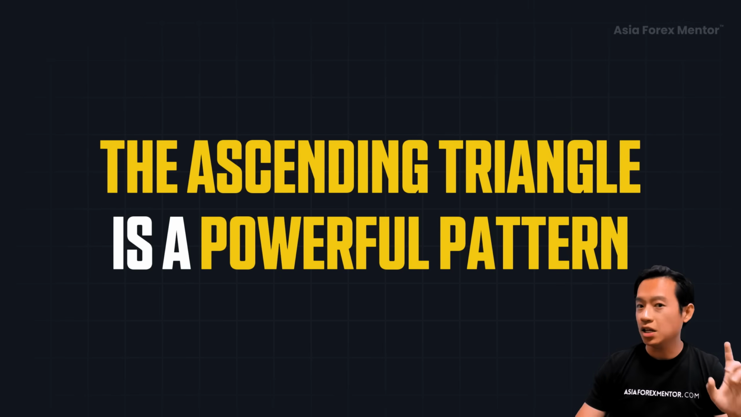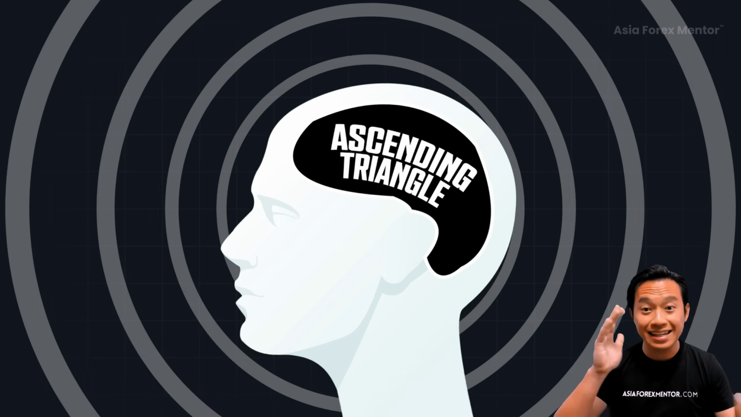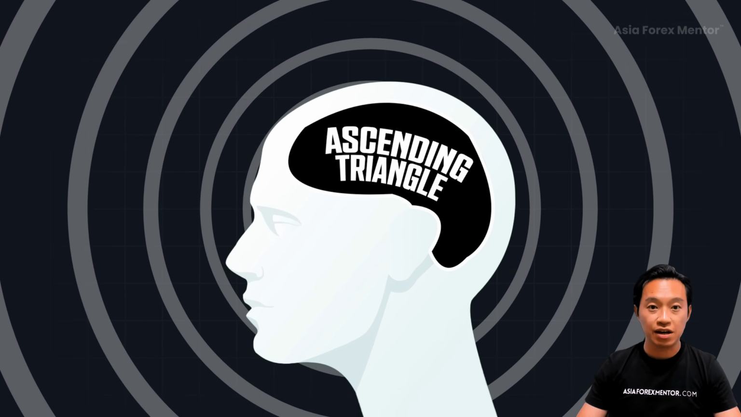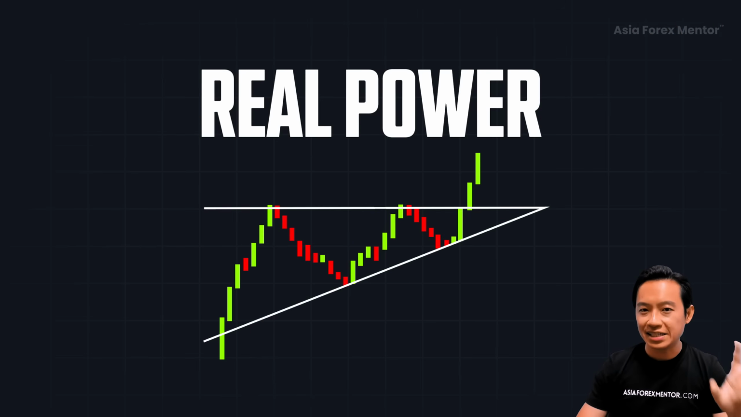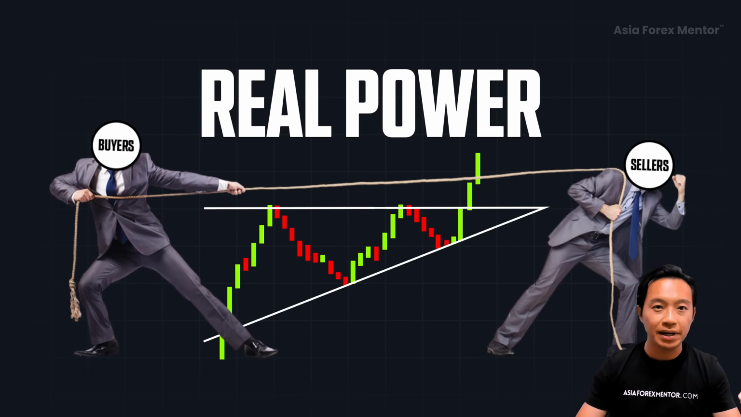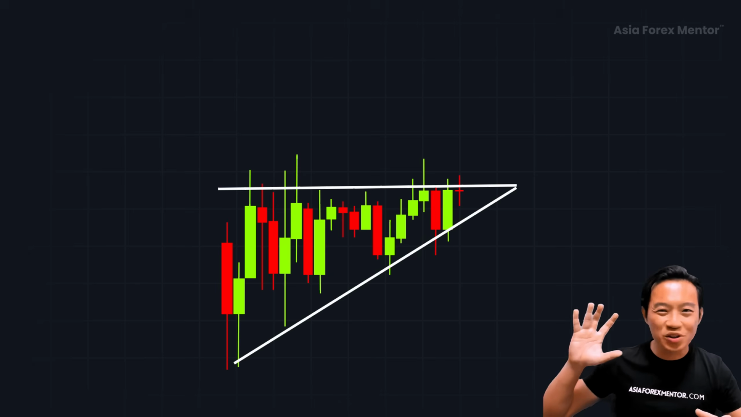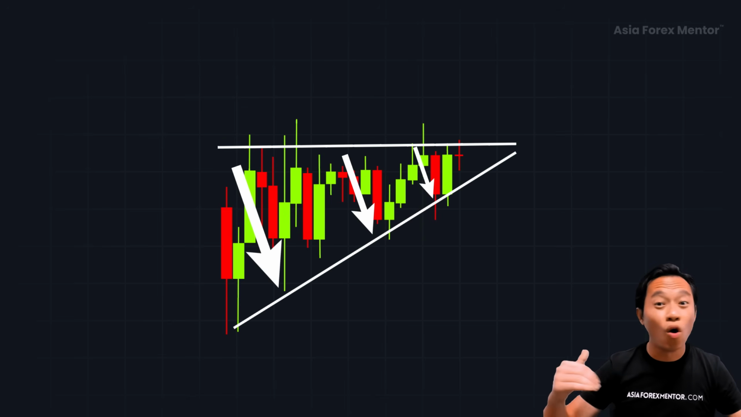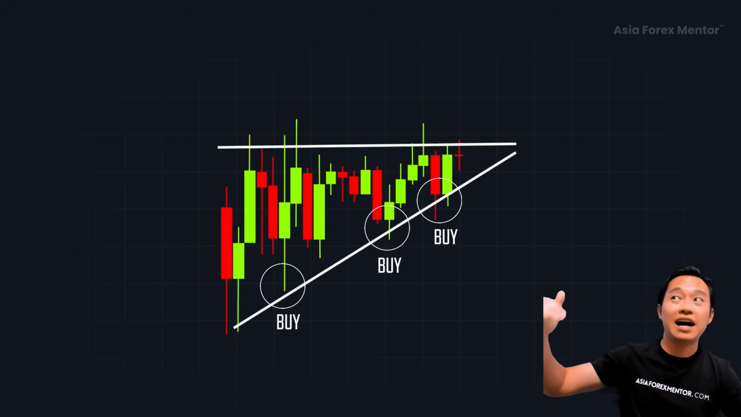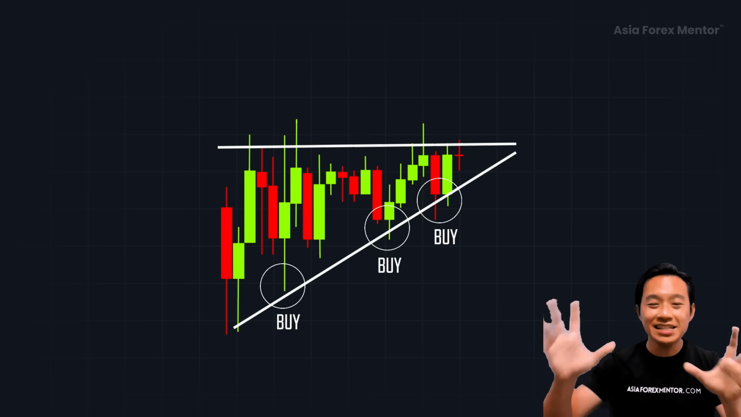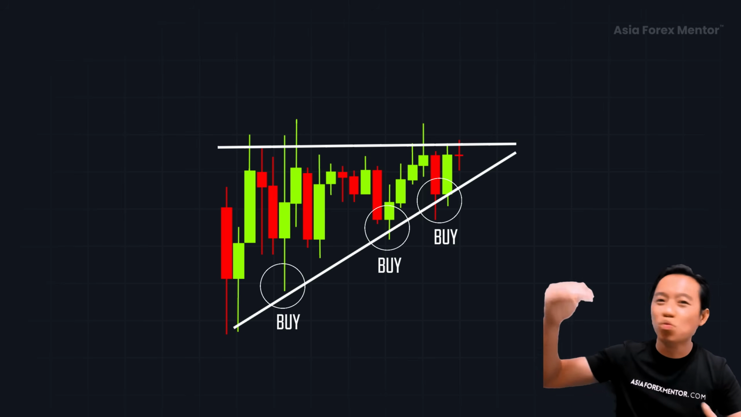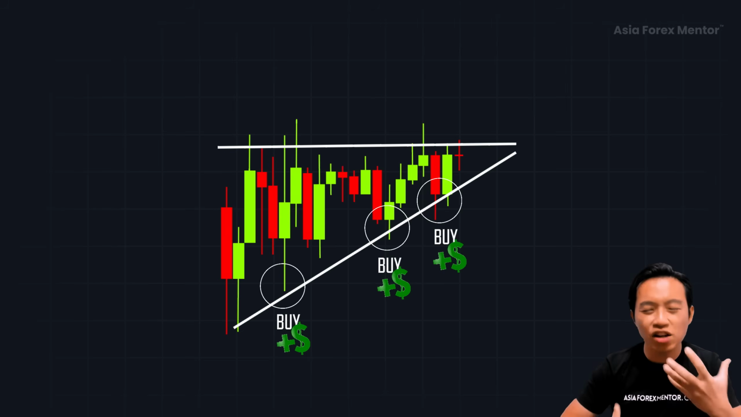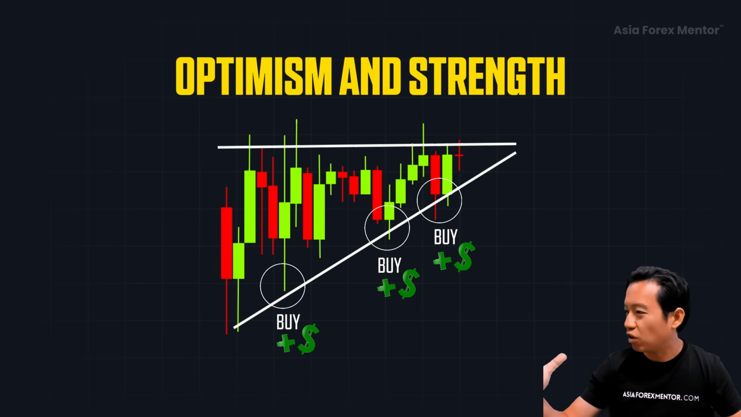The ascending triangle is a powerful pattern, and understanding the psychology behind it is going to give you a big edge, right? So the real power of the ascending triangle comes from the battle that is happening between the buyers and the sellers, right? On one side, you got the buyers. Every time the price dips, they step in with more confidence, buying at higher and higher prices, right? So they are basically saying, we believe that the market has room to go up. We are willing to pay more each time. So it shows there's a lot of growing optimism and strength from the buyer's side.